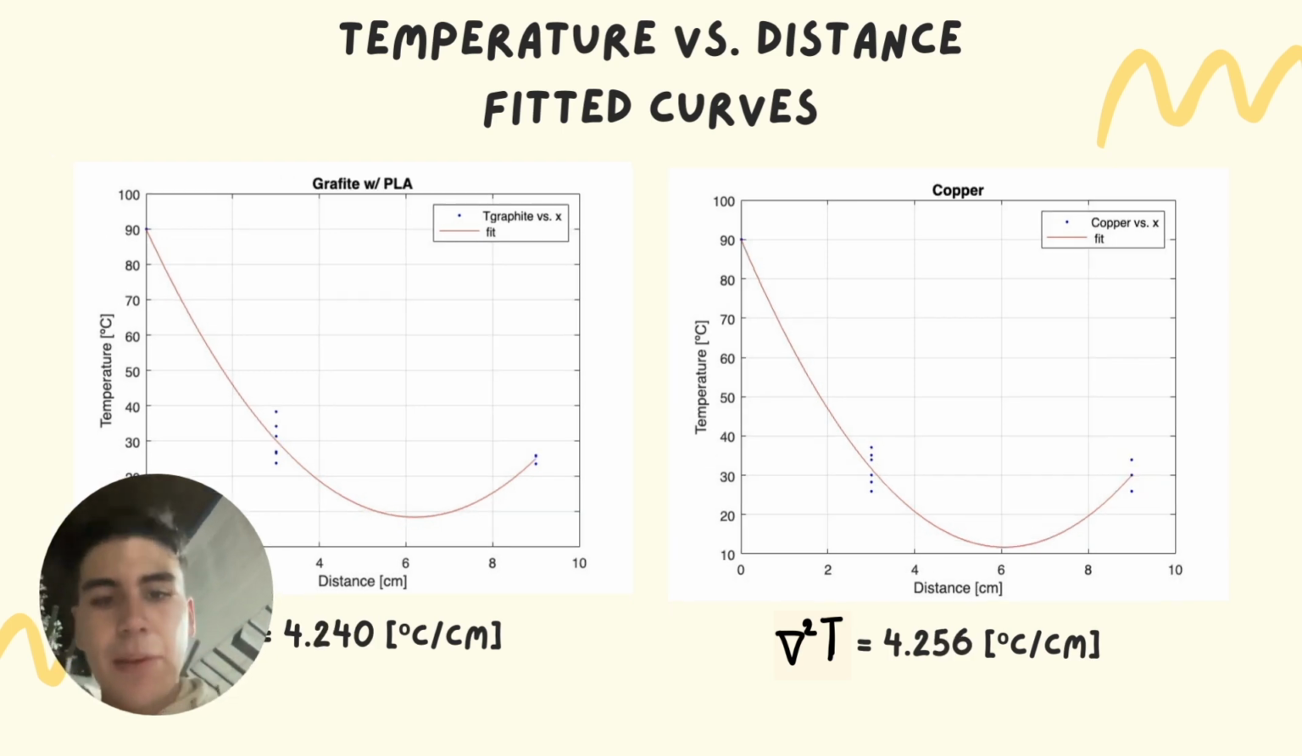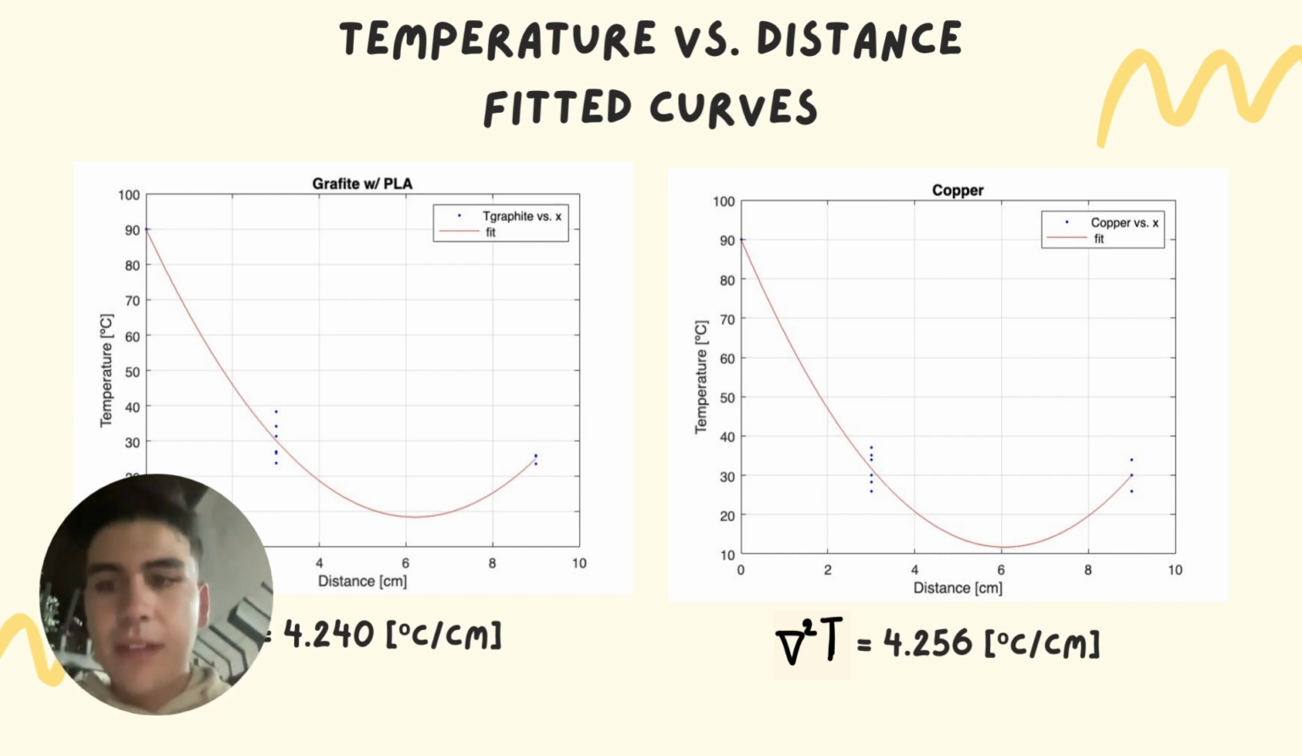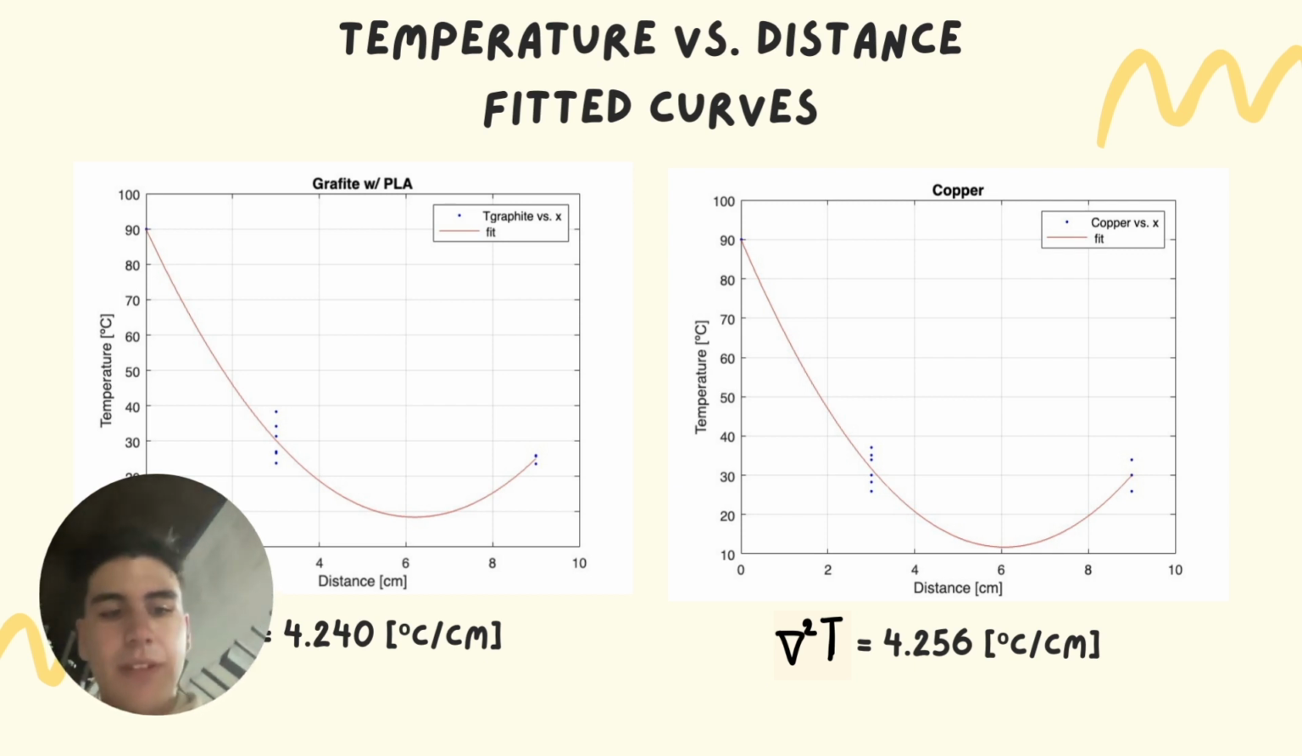Then we calculated for the graphite with polylactic acid and found that it has a value of 4.420, and for the copper is 4.256.